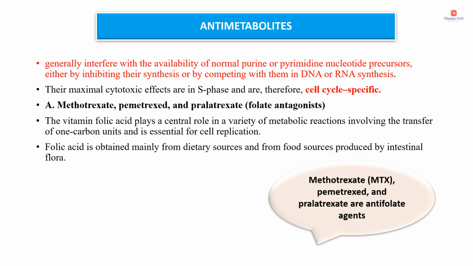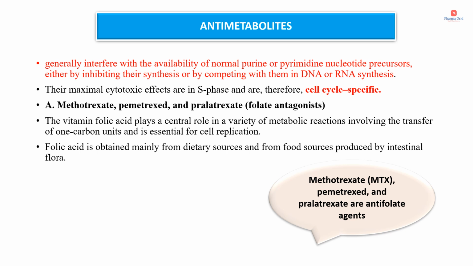So what will these antimetabolites do? These drugs generally interfere with the availability of normal purine or pyrimidine nucleotide precursors, either by inhibiting their synthesis or by competing with them in DNA or RNA synthesis. Their maximal cytotoxic effects are in the S phase, the DNA replicating phase, and they are therefore cell cycle specific. So these antimetabolites are cell cycle specific drugs, and their maximal cytotoxic effects are in the S phase, meaning DNA synthesis or DNA replication.